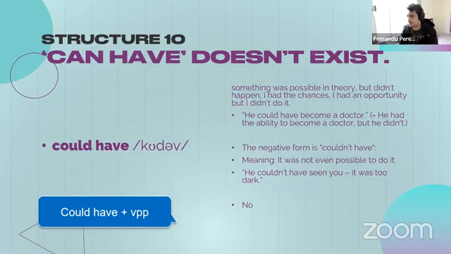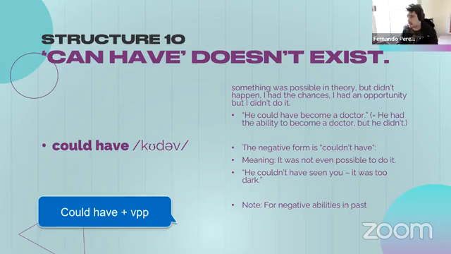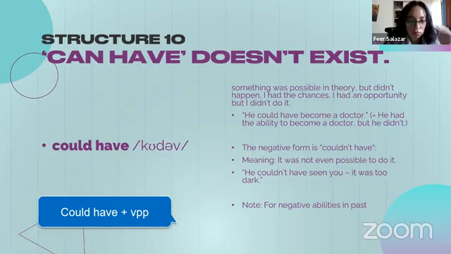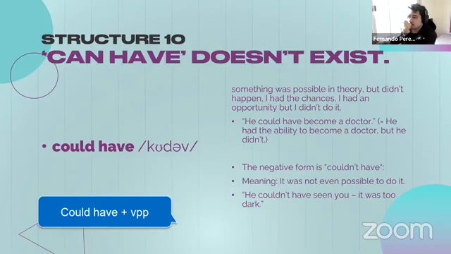Let's take a note about that. For negative suppositions. But in the slides, it says the negative form is couldn't have. It was not even possible to do it. He couldn't have seen you. No, but I have heard this a lot. You are right. Yeah, no, forget it. You can use can't have and couldn't have. In this particular situation, couldn't have and can't have mean the same.